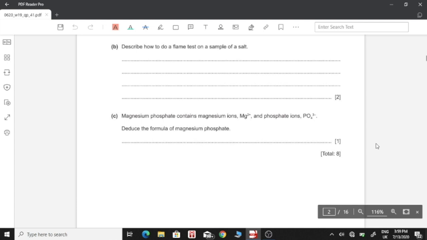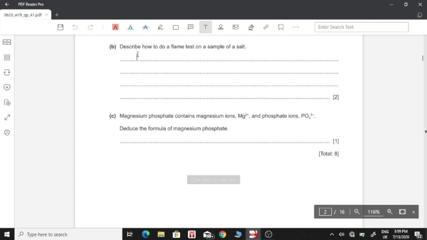Right. B. Describe how to do a flame test on a sample of salt. So this is quite simple. We just place the salt to be tested on the nichrome wire and place it on top of the flame on a Bunsen burner.